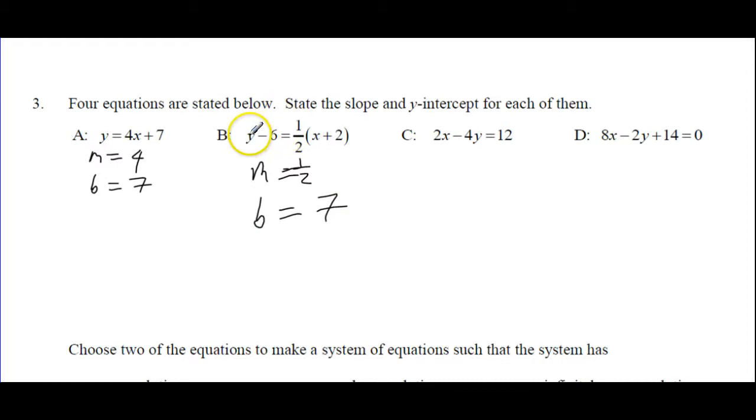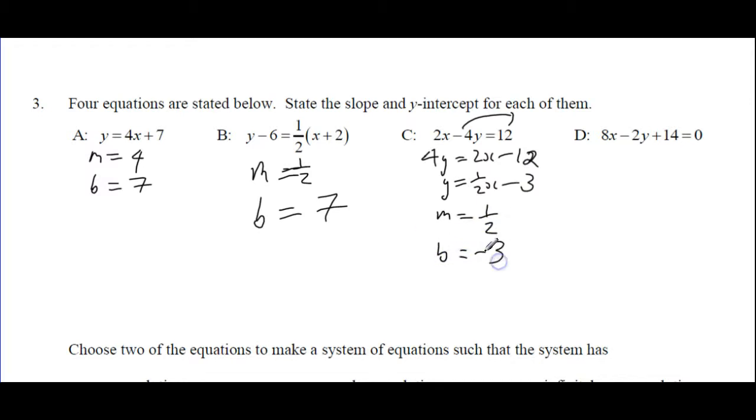Okay, so if you put 0 in for x, 0 plus 2 is 2, half of 2 is 1, and then you add 6 to both sides. A little bit of work here, so the 4y. 4y is 2x, so move that over, minus 12. Y is equal to 1/2 x minus 6, so we divide by 4, oops, and that'll be a 3. 1/2 x minus 3. So the slope is 1/2. Y-intercept is negative 3.